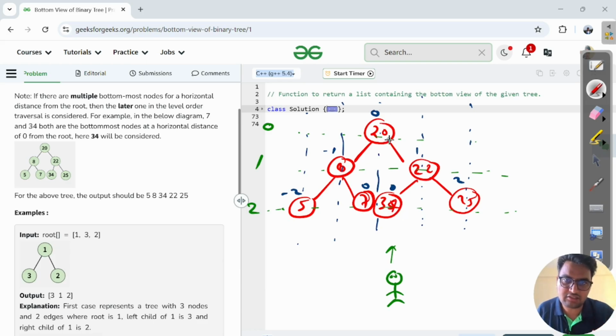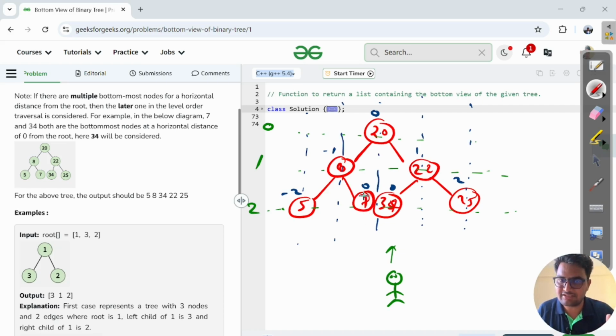Now if we look vertically, then 34 and 20 are at the same distance. So in this case, as we are looking from the bottom, we can only see 34, right? Why? Because 34 will hide the 20, right? That 20 value will be behind the 34 value. That is why. So now both things are clear.